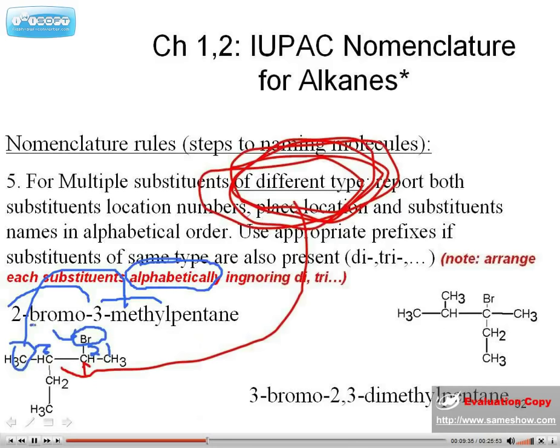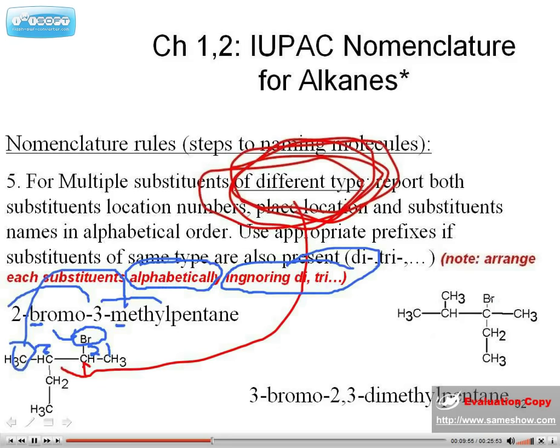So we're looking in front. B is lower in the alphabet than M, so it goes in front. We do ignore the di and tri as far as the alphabet arrangement goes. So we only look at the actual names. We ignore di and tri.